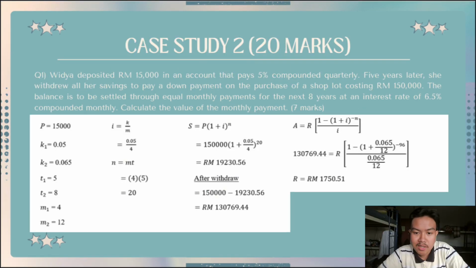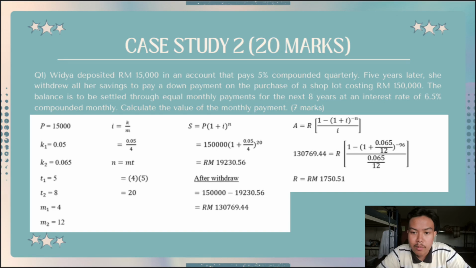Question 1. Vidya deposited RM15,000 in an account that pays 5% compounded quarterly. 5 years later, she withdrew all her savings to pay a down payment on the purchase of a shop lot costing RM150,000. The balance is to be settled through equal monthly payments for the next 8 years at an interest rate of 6.5% compounded monthly. Calculate the value of the monthly payment. Question 1 asks about the value of the monthly payment Vidya should pay.